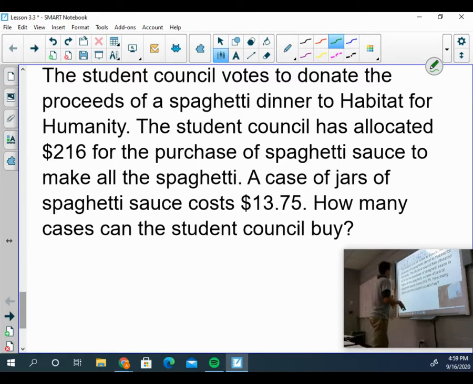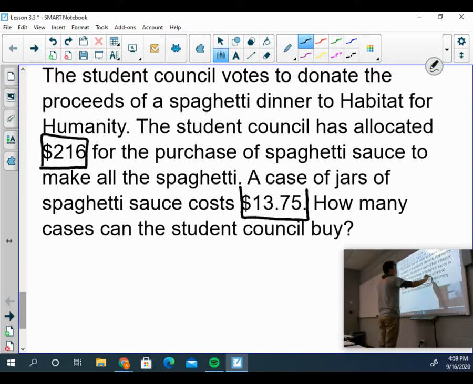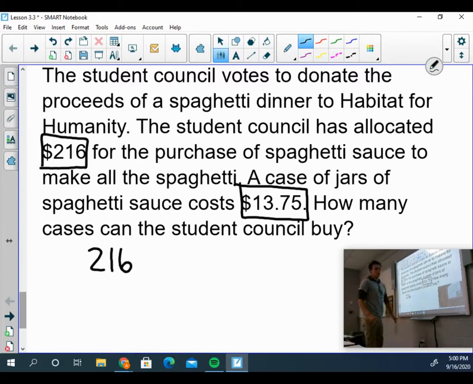Okay, so there are really two key numbers here, $216 and $13.75. 216 is the total amount we are allowed to spend on that spaghetti sauce. As you know, I always love finding the total first. And as a result, as you saw in 3-1, I'm going to determine where the sign goes.